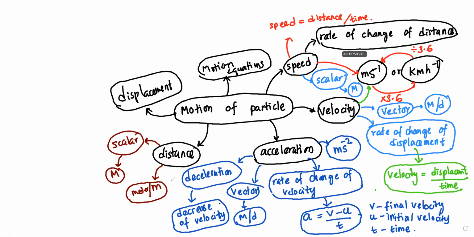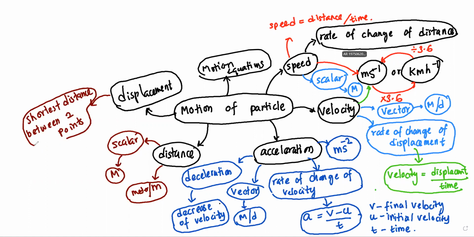Right. Then the other thing is displacement. We don't have much to learn about distance, but displacement is what we call the shortest distance between two points.